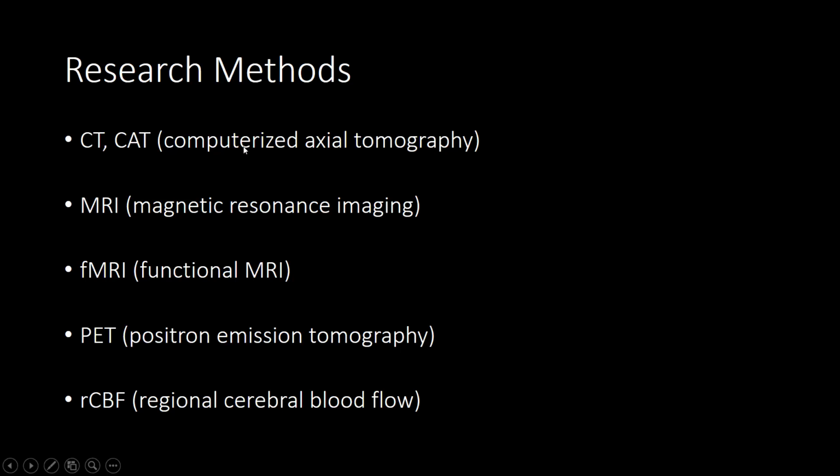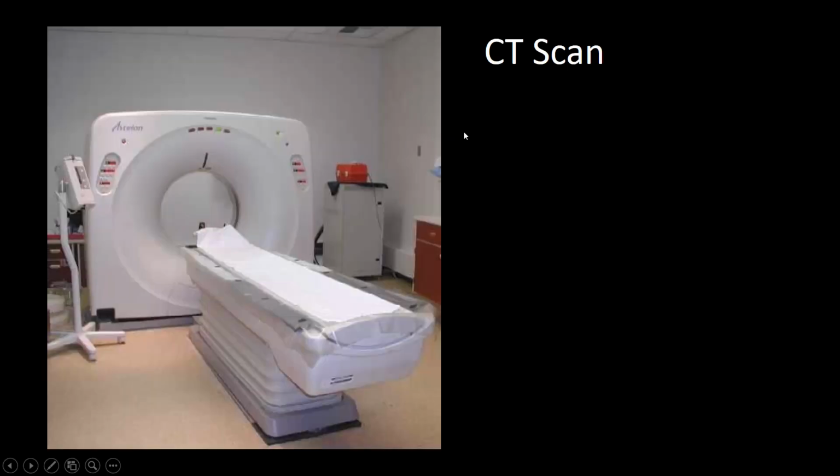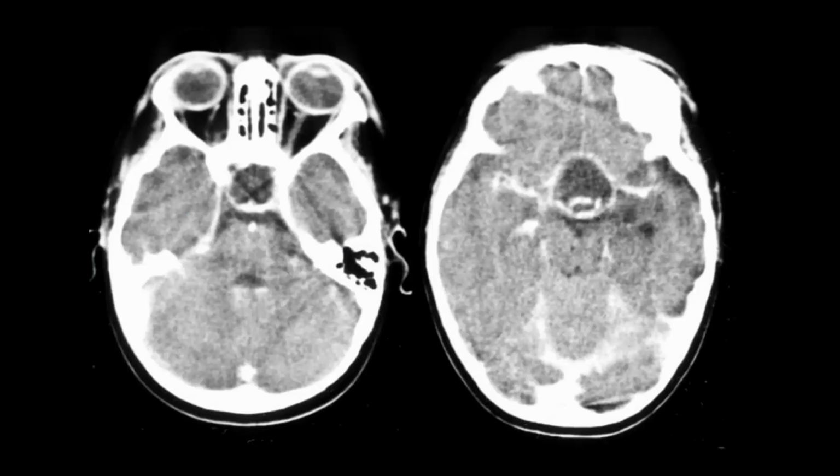CT stands for computerized axial tomography. This is an X ray based technique. So basically, you pop your subject into the machine. The machine's going to go around and can create a 3D model of the person's brain. Now, because it's X rays, we don't get great resolution. This is what a typical CT scan looks like.